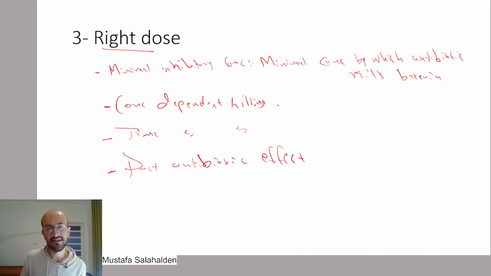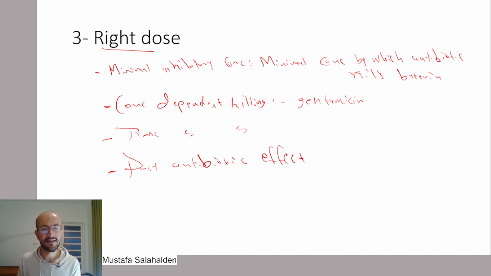So in concentration dependent killing, the antibiotic kills the bacteria more if the antibiotic is at higher concentration in the plasma. An example for that would be gentamicin, which is an antibiotic from the aminoglycosides, and this antibiotic kills the bacteria more if its level or concentration at the plasma is higher. And that's why it is given once daily in high dose to achieve the concentration dependent killing.